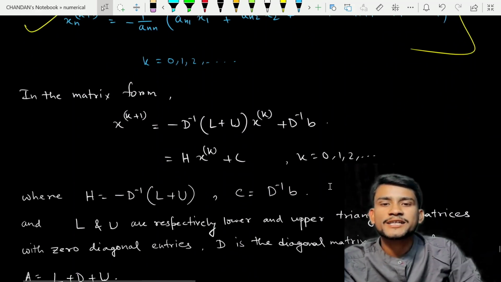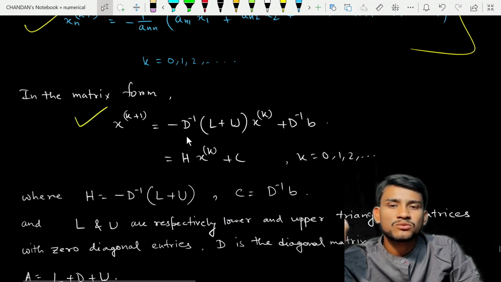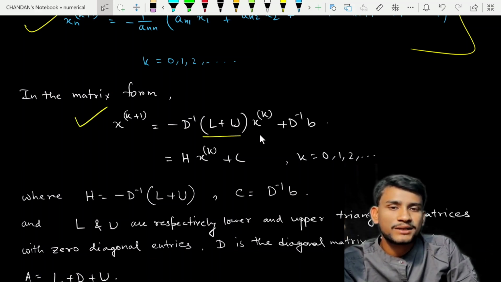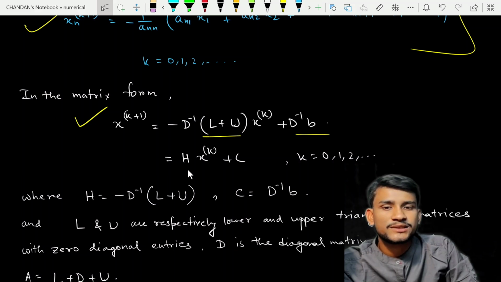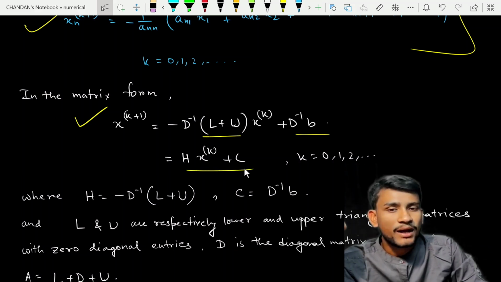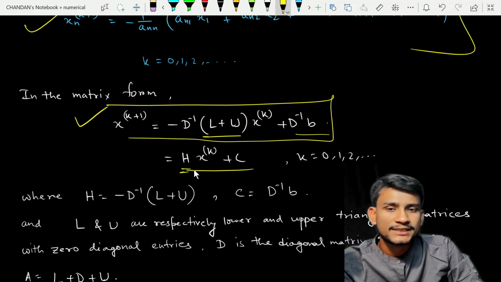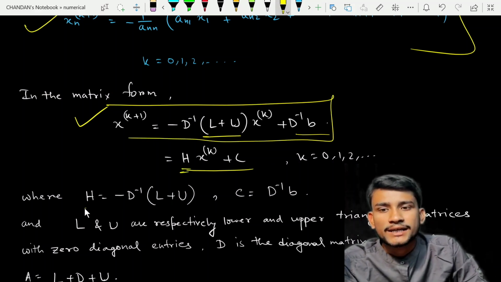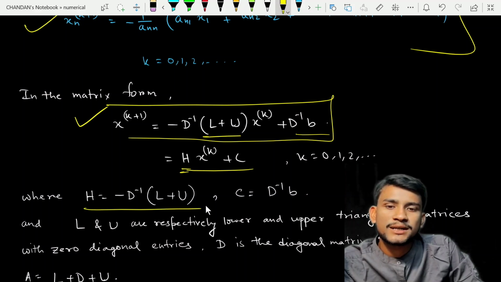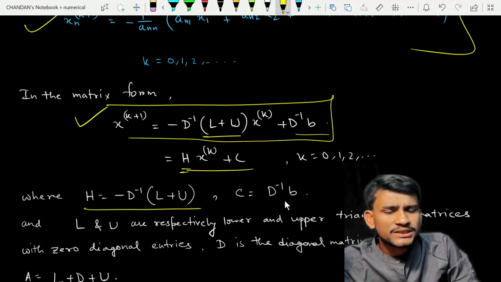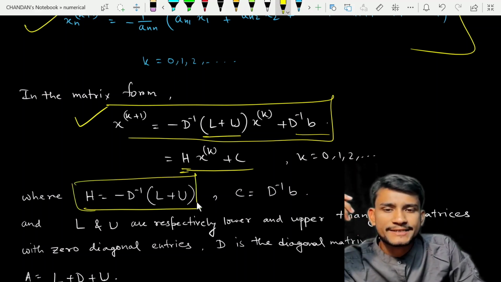In the matrix form we can write x^(k+1) equal to minus D inverse (L plus U) x^k plus D inverse b, which is equal to H x^k plus c. So this is the Jacobi iteration scheme, and this H is the Jacobi iteration matrix. H is equal to minus D inverse (L plus U), c equal to D inverse b, and this H is known as the Jacobi iteration matrix.